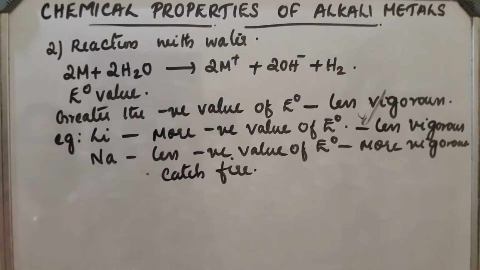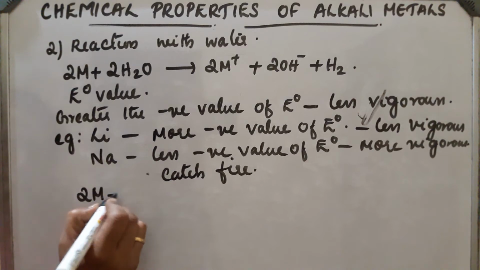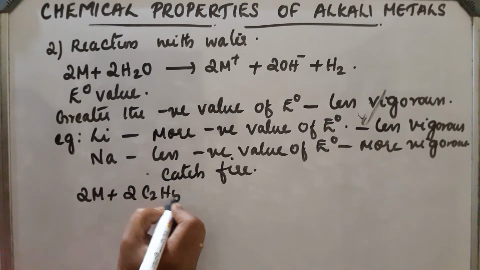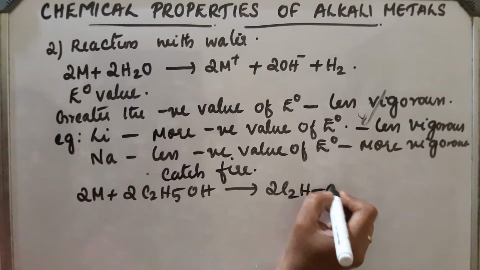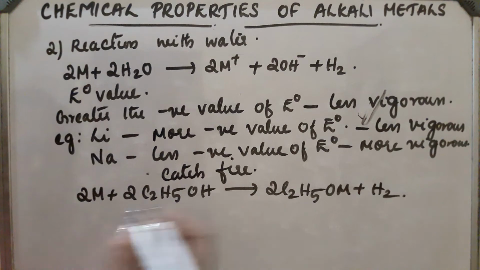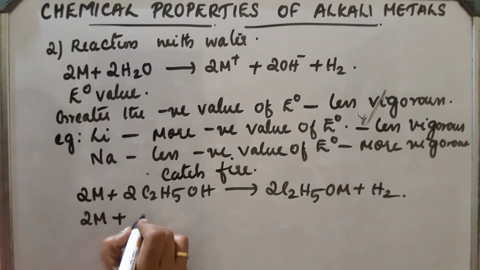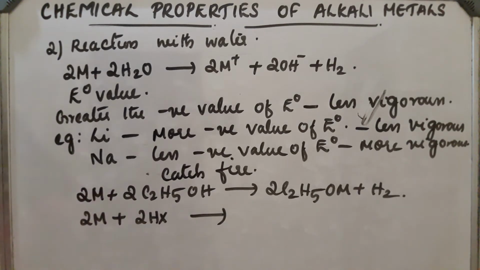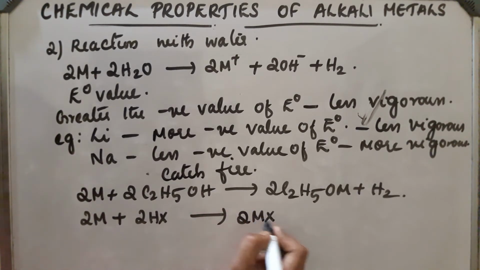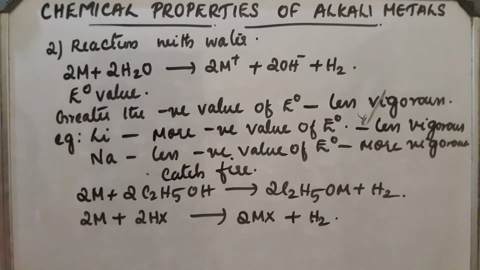Okay, alkali metals also react with alcohol and hydrogen halide, and the reaction will be 2M plus 2C2H5OH gives 2C2H5OM plus H2 gas is liberated. Also with HX the reaction takes place: 2MX plus H2 gas is liberated. Okay. Now the next reaction is reactivity towards dihydrogen.